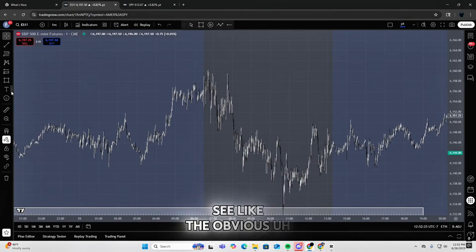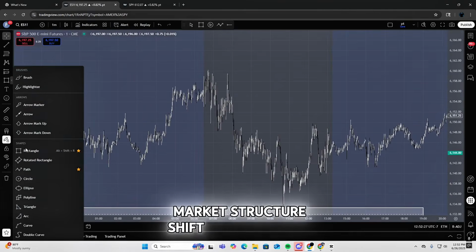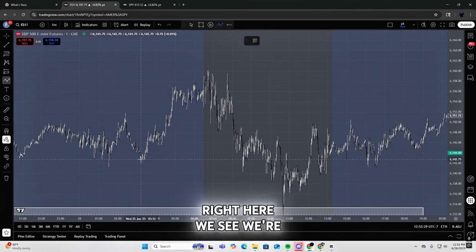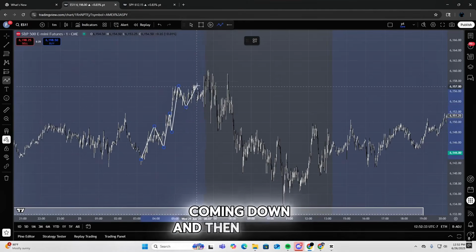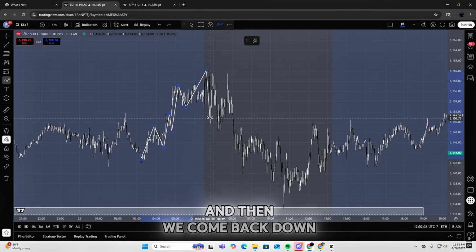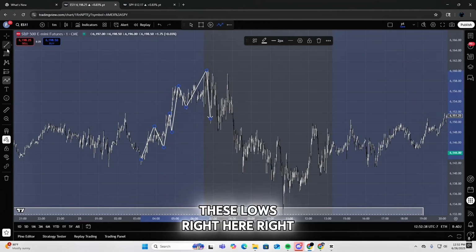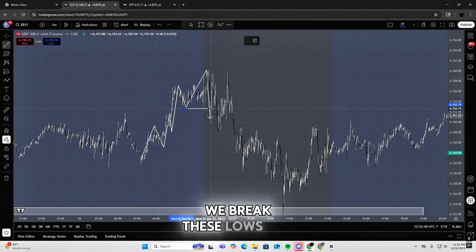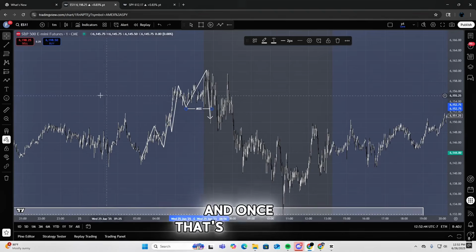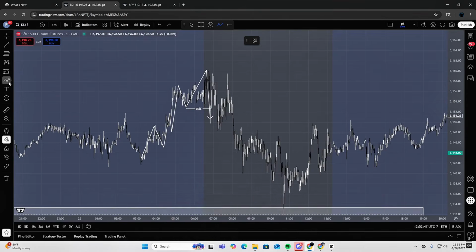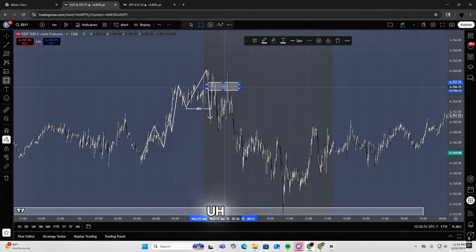Here we can see the obvious market structure shift and basically the whole trend. Right here we see we're coming up, coming down, coming up, coming down, coming up, coming down, and then we come up, and then we come back down, we actually break these lows right here. We break these lows and activate our market structure shift. And once that's activated, now we're looking for a retracement back into here. Again, I'll show you guys where we possibly retrace to. In this case, this was probably a fair value gap or inverse of a fair value gap.